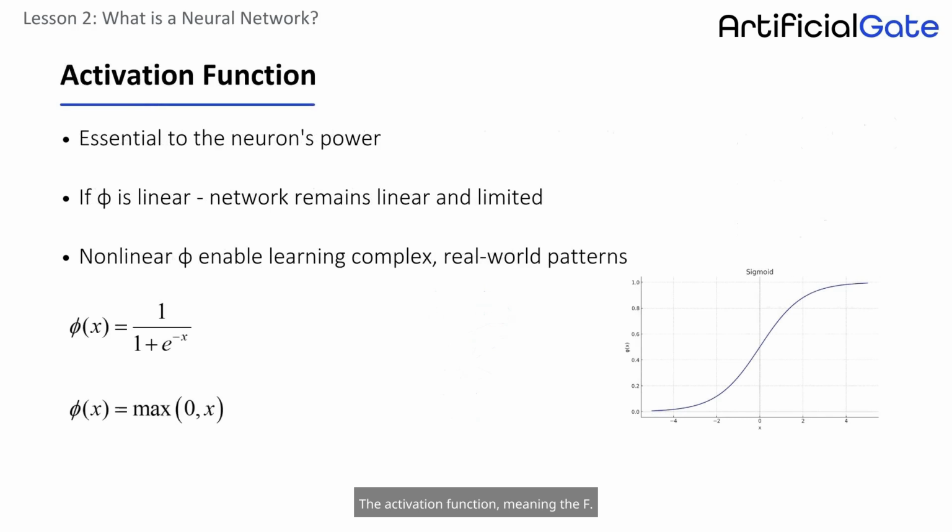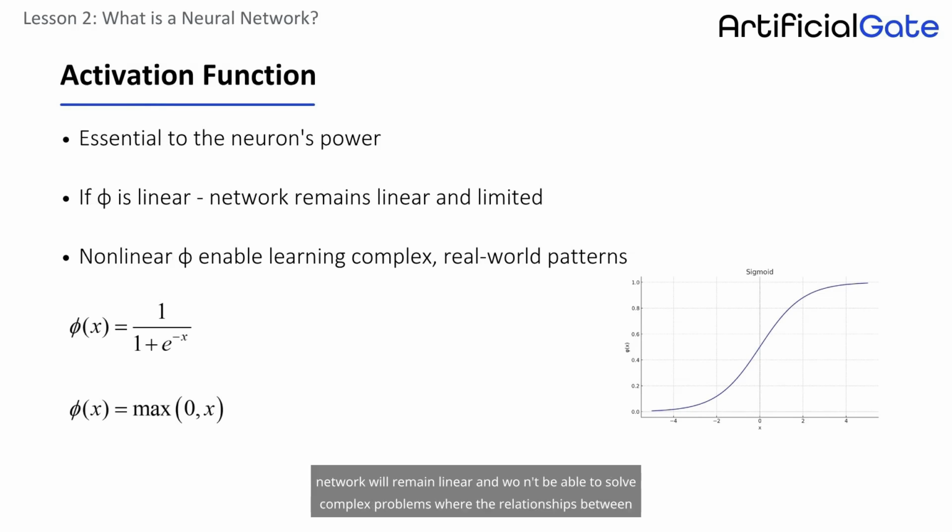The activation function, meaning the phi, is a critical component. If it's not nonlinear, for example, if phi of x equals 3 times x, the entire network will remain linear and won't be able to solve complex problems where the relationships between pieces of information are nonlinear, which is very common in the real world. That's why activation functions are nonlinear.